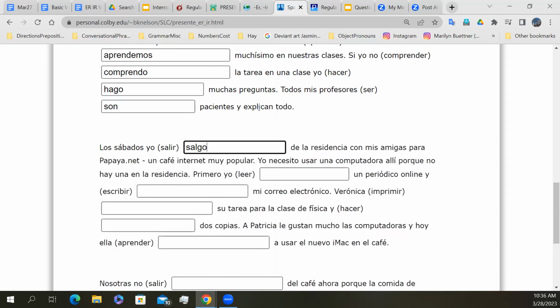So los sábados, on Saturdays, sábado is Saturday. So los sábados makes it every Saturday, like a habit. Okay. Los sábados yo salgo de la residencia con mis amigas. On Saturdays, I leave the dorm with my friends. Con mis amigas tells who you do it with. Con means with.